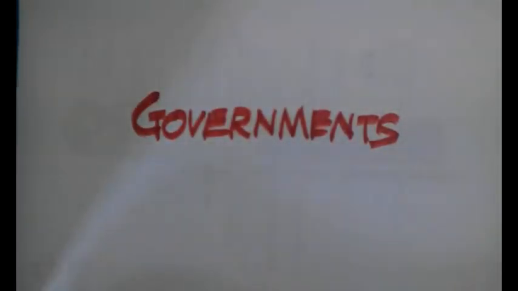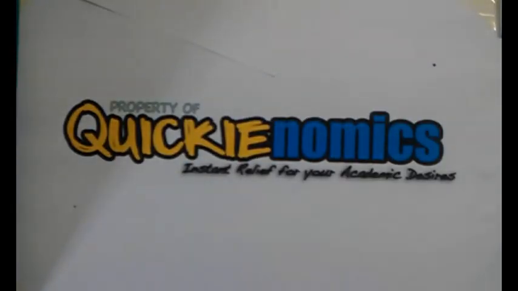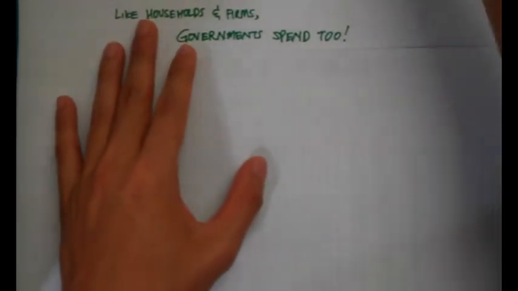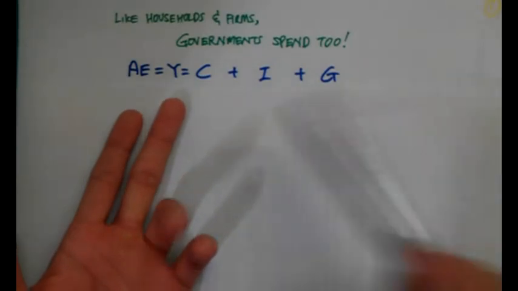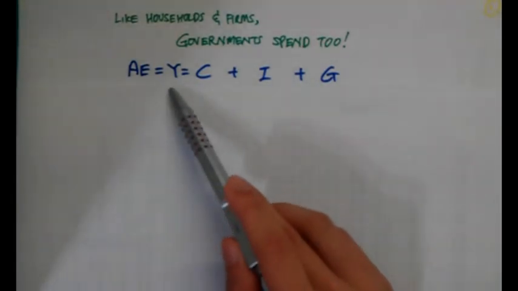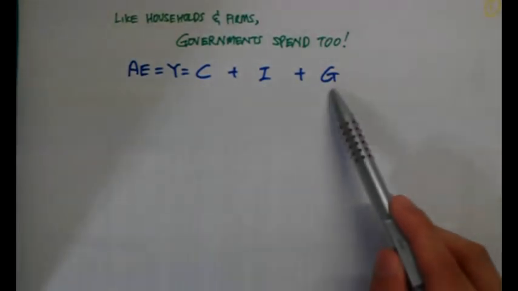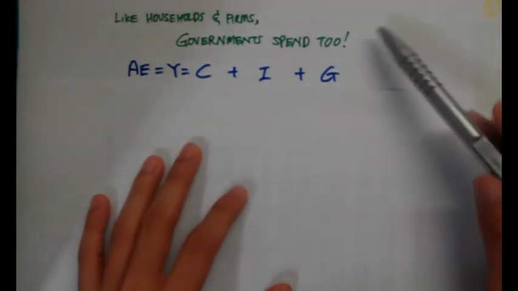In the previous video, we were talking about expenditure by the households and firms. Today we're going to add on another component to that, which is the government spending. Similar to households and firms, governments also spend, and this would end up as the equation for aggregate expenditure: AE equals Y equals C plus I plus G, where G stands for government expenditure.